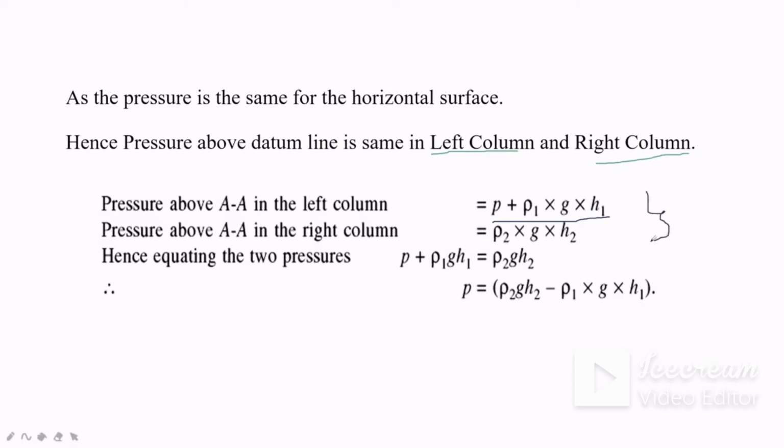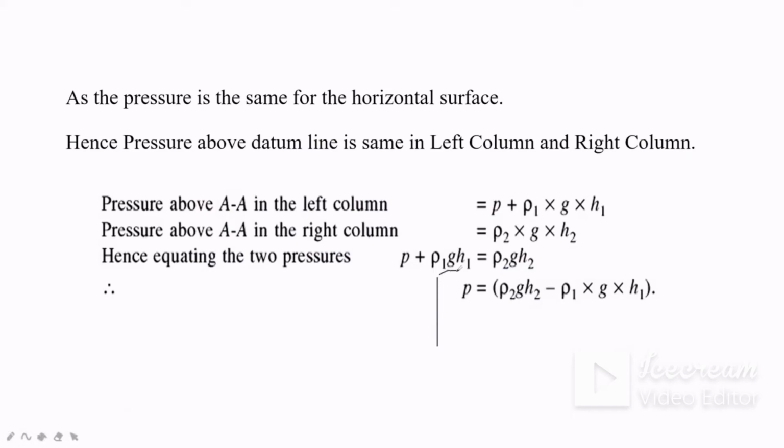We don't consider anything under the datum line. So the properties will be in equilibrium. Don't disturb it; we will not disturb it. Now we will equate both. Hence, equating, P plus rho 1 G H1 is equal to rho 2 G H2. What we want is the pressure in the system. So P is equal to rho 2 G H2, and sending this to that side, minus rho 1 G H1.